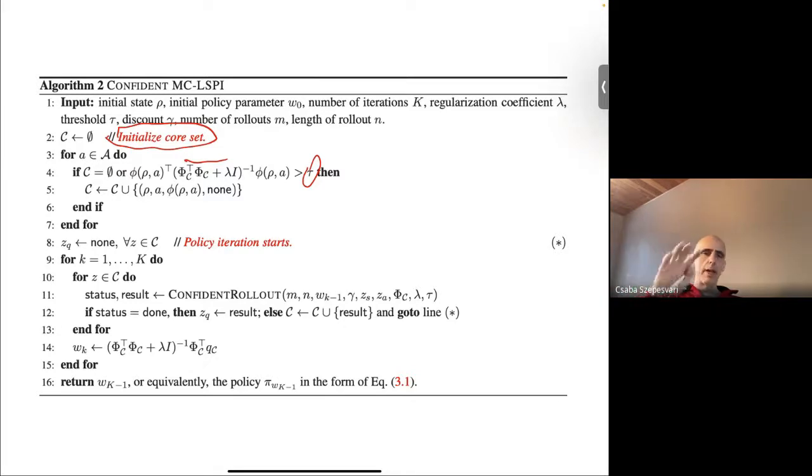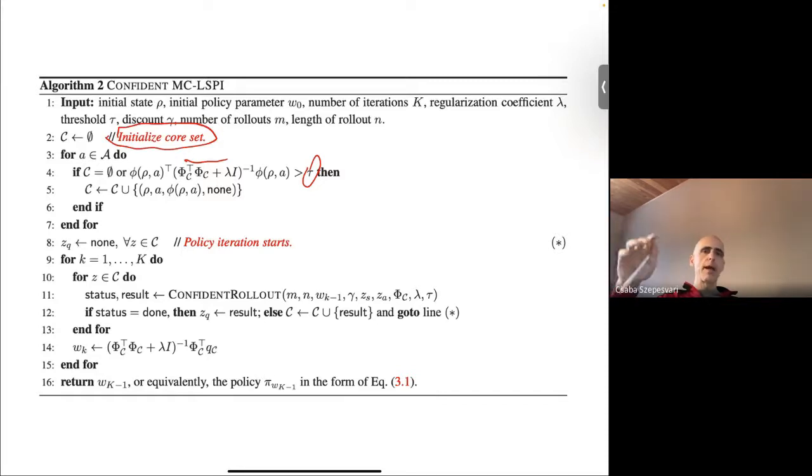And then we look at this predicted uncertainty level. And if for a state action pair the predicted uncertainty level is high, then we expand the core set. So we also have an initial state. So initially we do this at the initial state. And we want to be confident about all the actions. So we just iterate over all the actions and then check to see whether we can be confident already. And if not, then we're just expanding the core set.